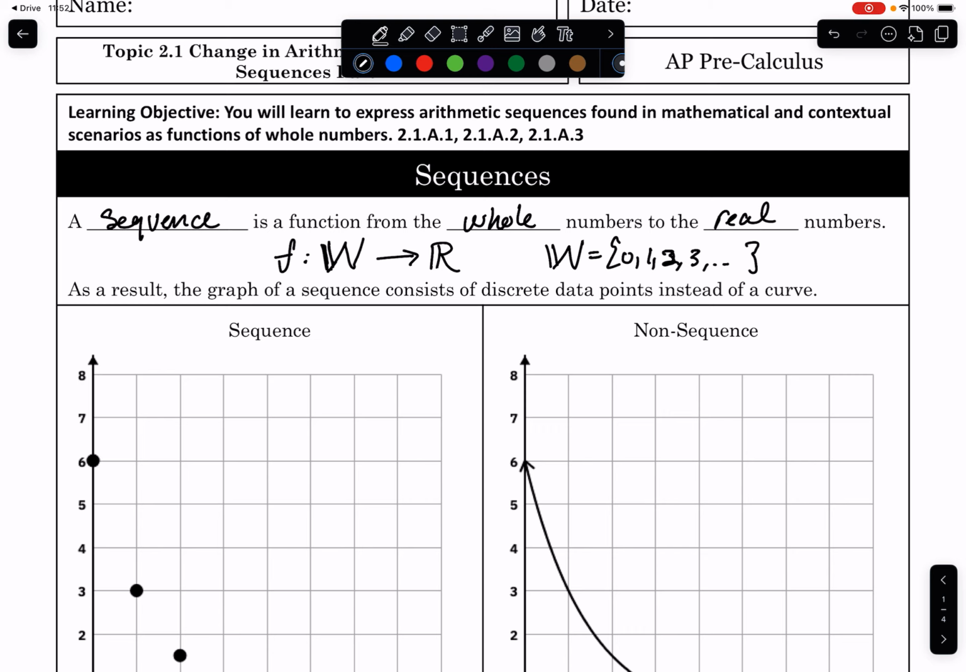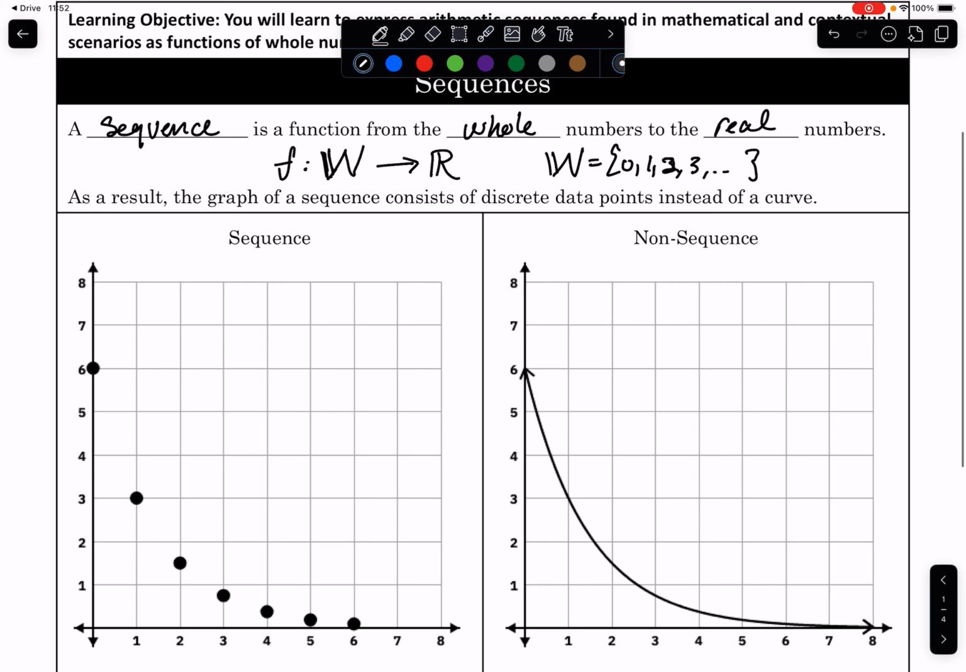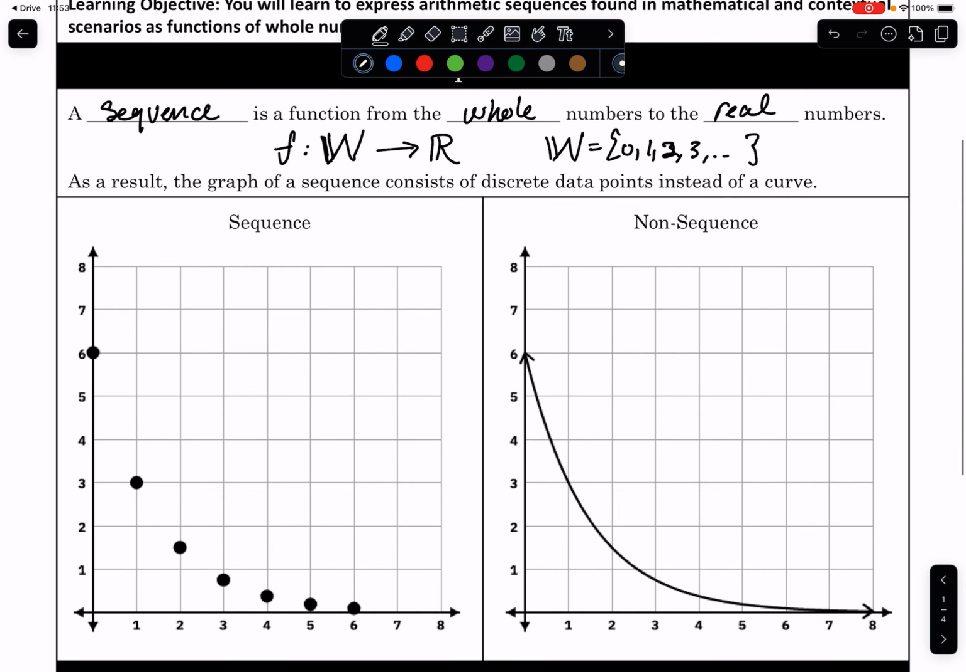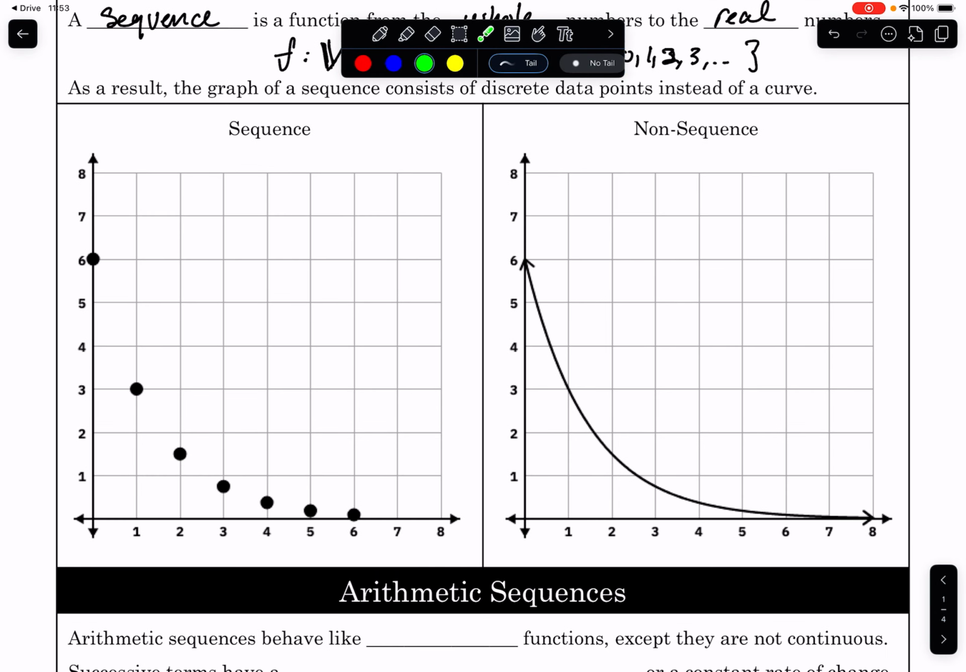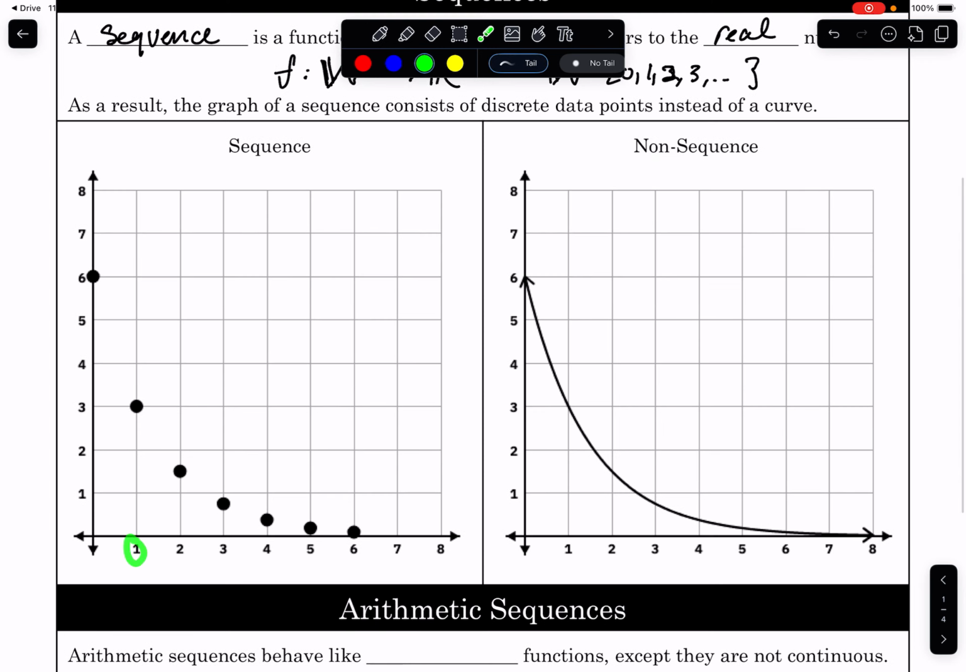As a result, the graph of a sequence consists of discrete data points instead of a curve. For example, here I have a sequence on the left side. This is what the graph of a sequence will look like, and this is what the graph of a regular function will look like. The input values we're allowed to use for x, or in this case n, are only the whole numbers 0, 1, 2, 3, 4, 5, while here I'm allowed to pick any number between 0 and 1, 1 and 2, 3 and 4, and get actual y values as a result. That's why the points are all connected.